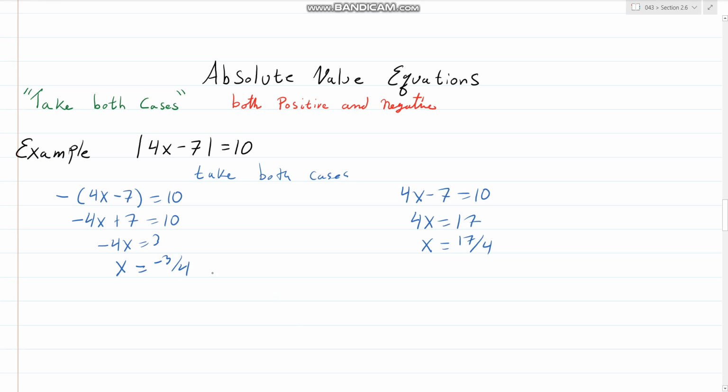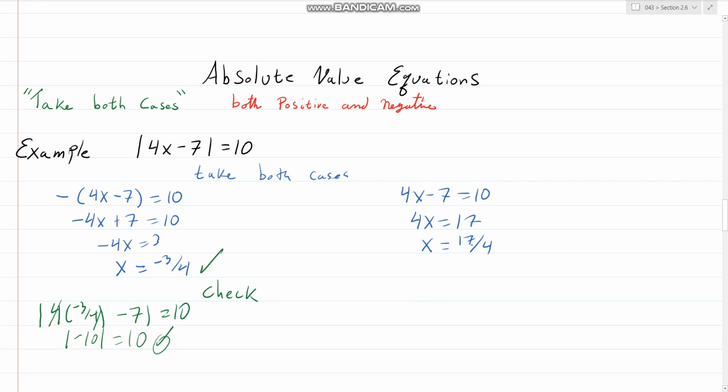Okay. So it might be worth checking both of those answers and seeing do they actually work. I have a feeling that they probably will, but let's see. So let's check. For x equals negative 3/4, we have the absolute value of 4 times negative 3/4 minus 7 equals 10. And so the 4's reduce, and so you have negative 3 minus 7, that's negative 10. And yeah, the absolute value of negative 10 is 10. So that's working out. That's checked.